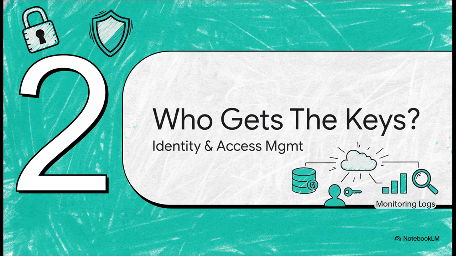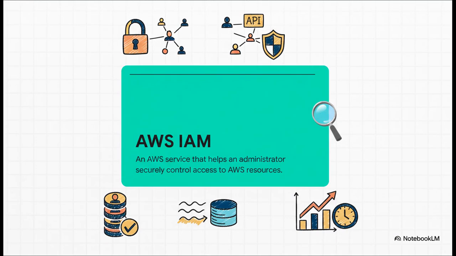Okay, so our data is encrypted. Awesome. Now for layer 2. This is all about controlling who gets in, who can actually call your API, who has permission to change its settings. Basically, who gets the keys to the kingdom? And the answer to that question is a service called AWS Identity and Access Management, or IAM for short.